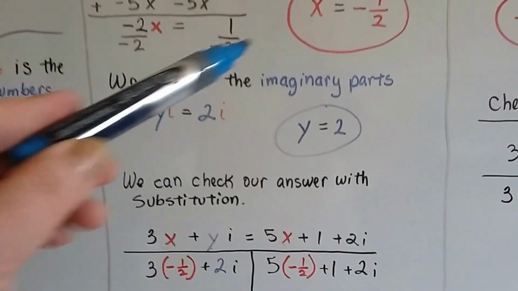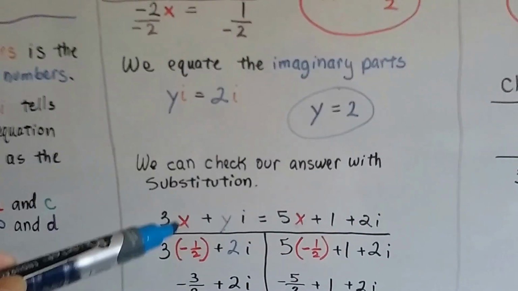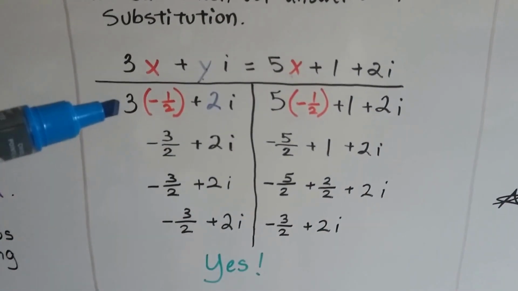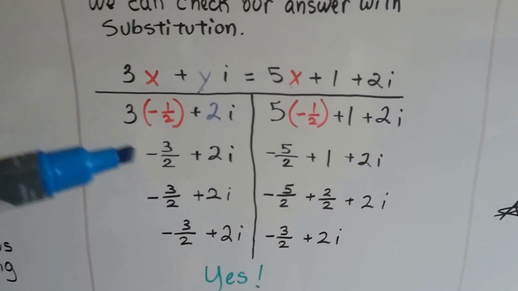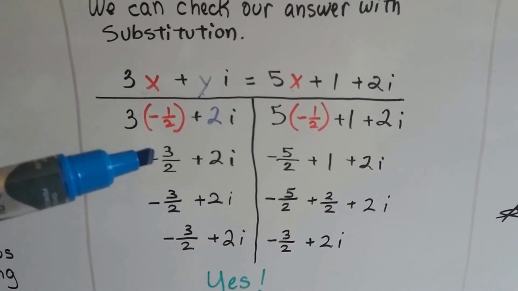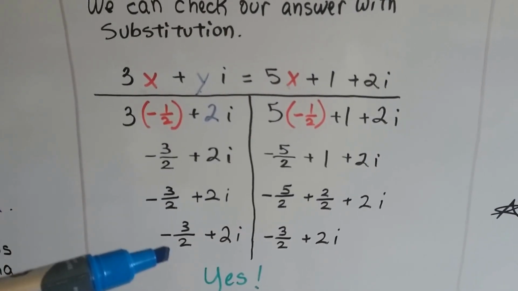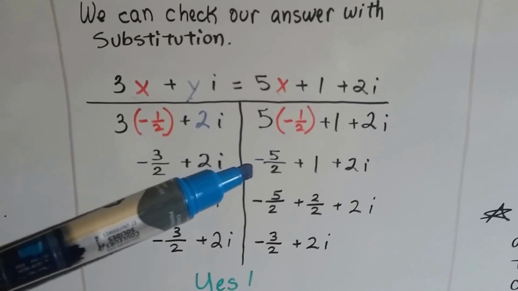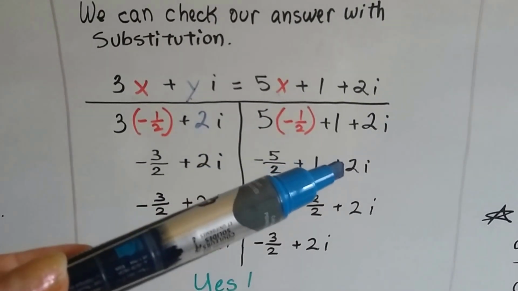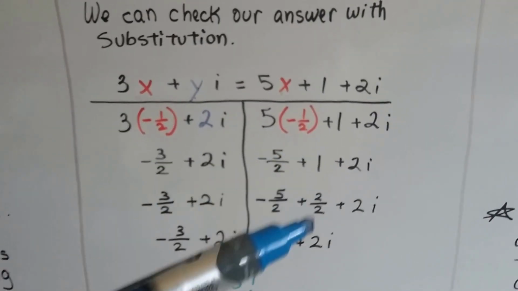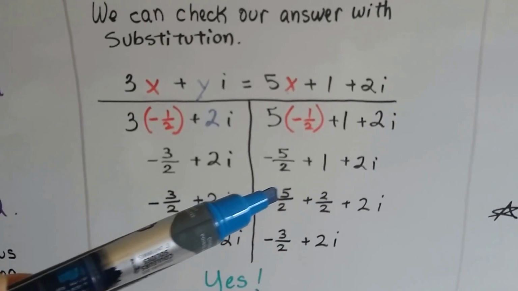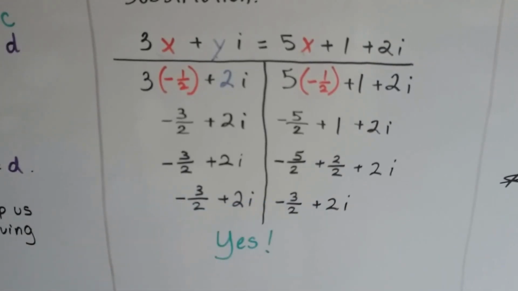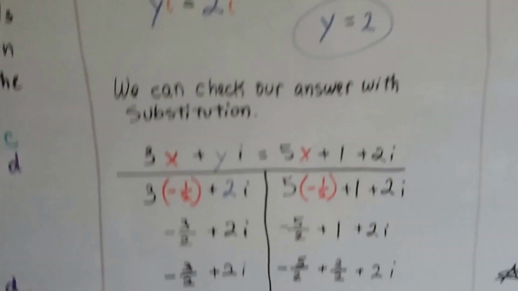We're going to put in a negative half for x in the equation and a 2 for y. And on the left side, we get 3 times a negative half is negative 3 halves plus 2i. That's our left side. On the right side, we have 5 times negative half. That's negative 5 halves. We need to add 1 plus 2i. We can write the 1 as 2 halves. And we get negative 5 halves plus 2 halves is a negative 3 halves. And yeah, it's the same. So it checked out.